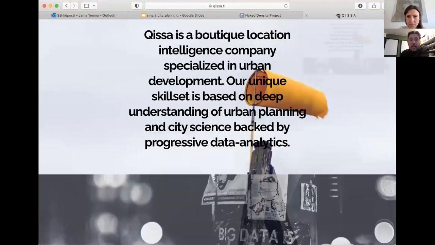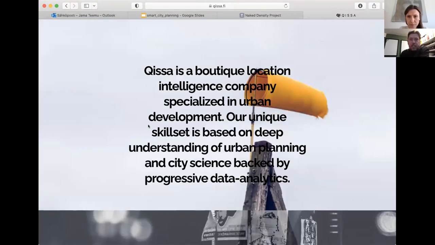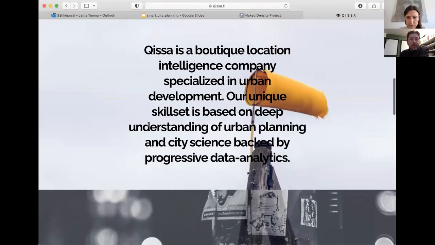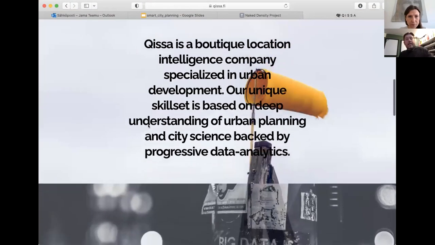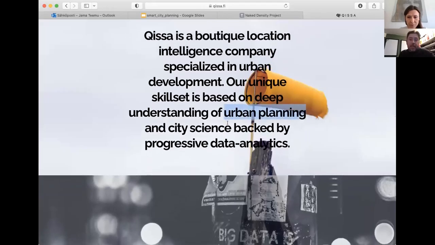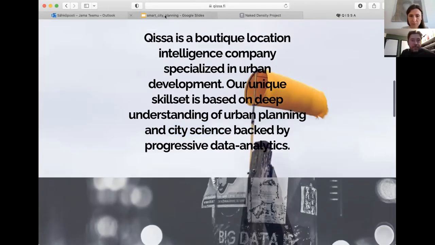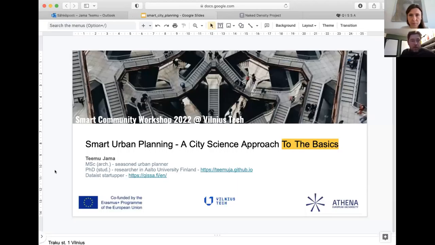When I started this, I also started a new company. I try to create consultation products and services out of these issues. Let's see how it goes, but the main point is to combine understanding of urban planning with the understanding of city science, which usually comes from the academic side, and also practical level data analytics. Usually all these three are not within the same people or their skill sets, or the companies, not even those big multidisciplinary companies. There are different departments for these skills. So let's go on to the topic.